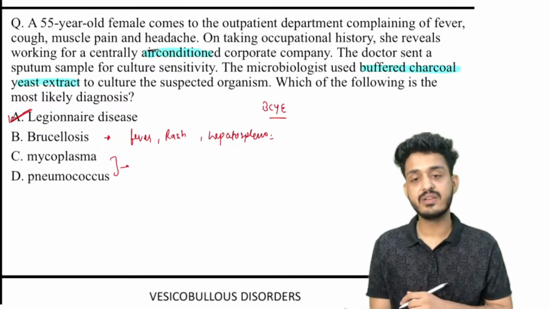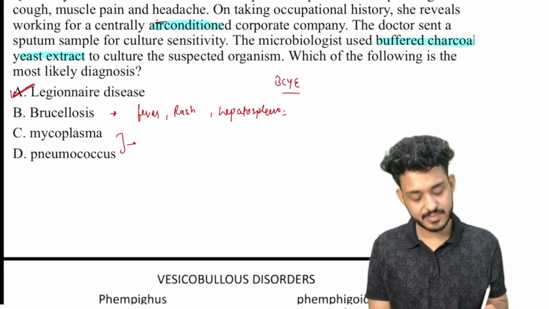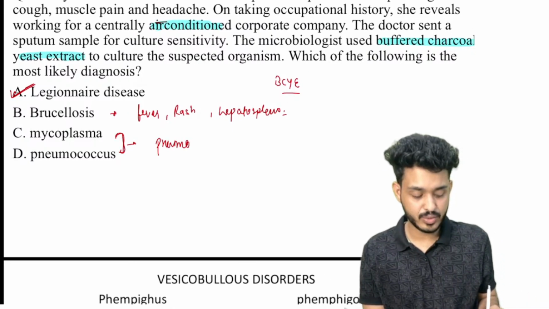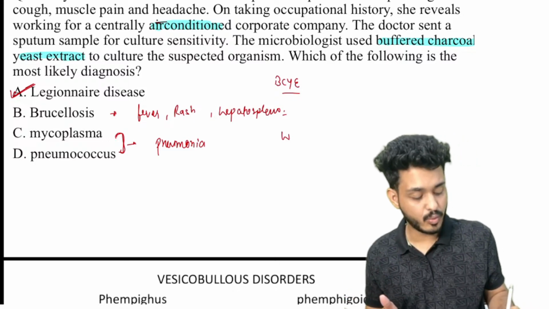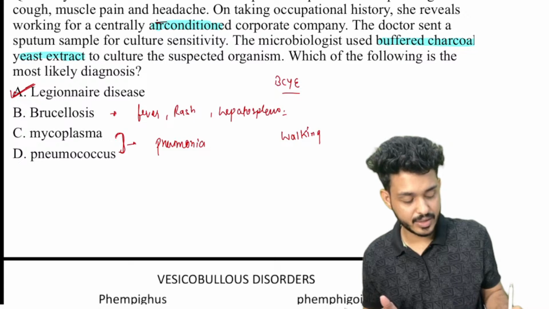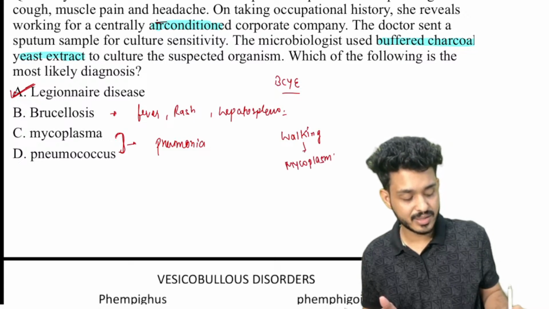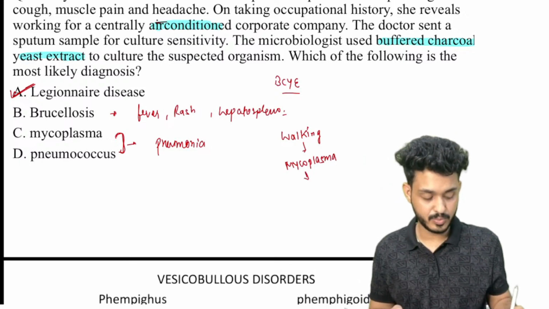Patient will be having fever, rash, and hepatosplenomegaly, okay. Mycoplasma and pneumococcus would be causing pneumonia. We are having two types of pneumonia. One is walking pneumonia, that you will be finding with mycoplasma. Walking pneumonia means what? The patient will not be having more symptoms, okay.